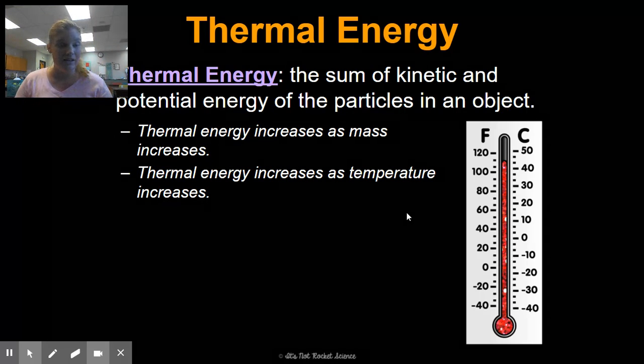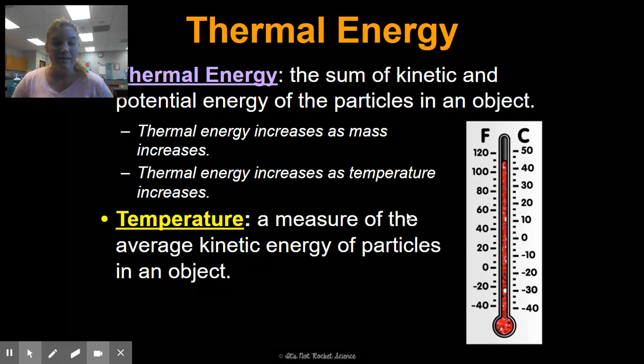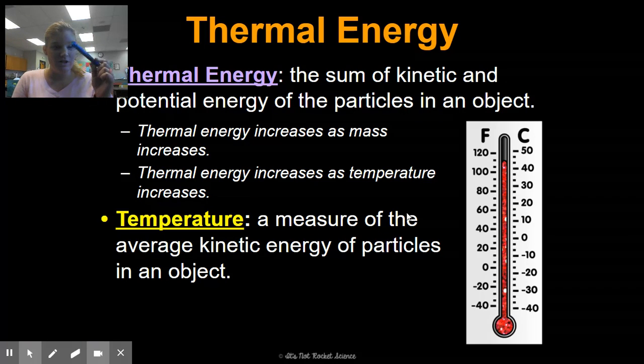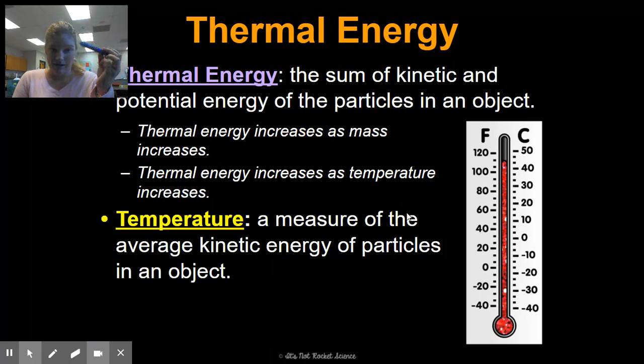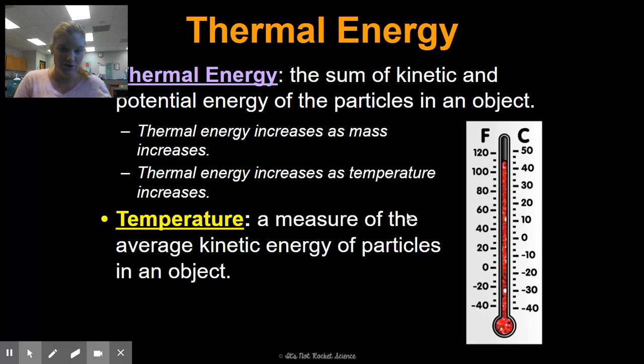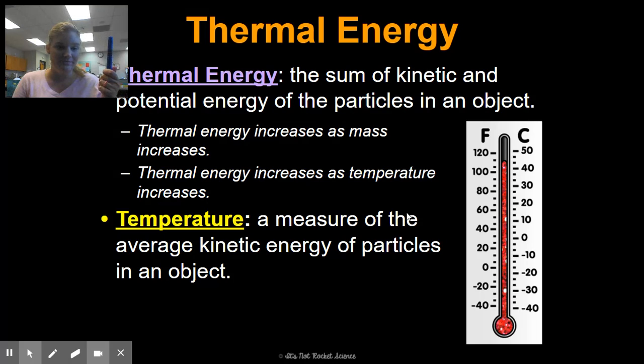And as things get hotter, they have more thermal energy. So if I stick my water in the microwave, I wouldn't, but if I did, it would have more thermal energy in it. And temperature is actually a measure of the average kinetic energy of particles in an object. So thermal energy is kinetic and potential, how much we are moving and how much we could move of everything that is happening in an object. But temperature is just the average amount of moving energy all the particles in an object have.